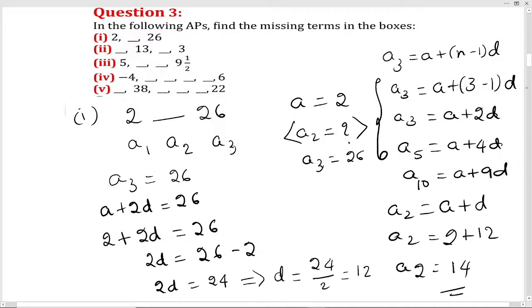Now this is how we need to solve the problem. By using the condition they have given, we need to find the other AP terms. Okay.